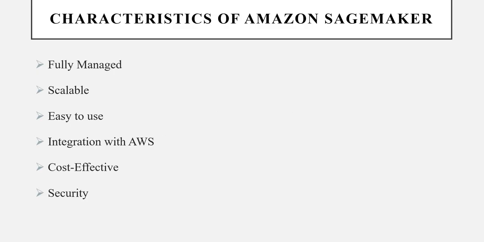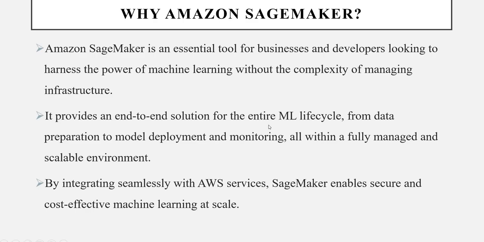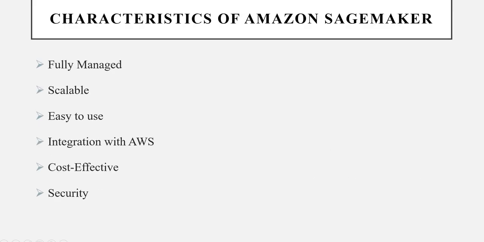The next is the characteristics of Amazon SageMaker. The characteristics are fully managed, scalable, easy to use, integration with other AWS services, cost effective, and security. Let's see one by one. First, fully managed. We already know the entire ML life cycle, from data preparation to deployment and monitoring, is within a fully managed platform. Amazon SageMaker takes care of the infrastructure and management tasks, allowing data scientists and developers to focus on building and deploying machine learning models. That's called fully managed.